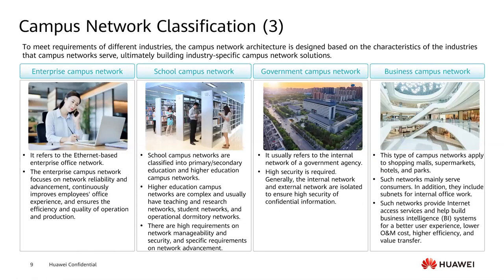And we also can classify the campus network according to their industries. Different industries have different requirements for the campus network. So sometimes their network architecture is different. So we have the enterprise campus network, the school campus network, government campus network, business campus network, and so on. And according to their functions or their services, their architecture sometimes may be different.